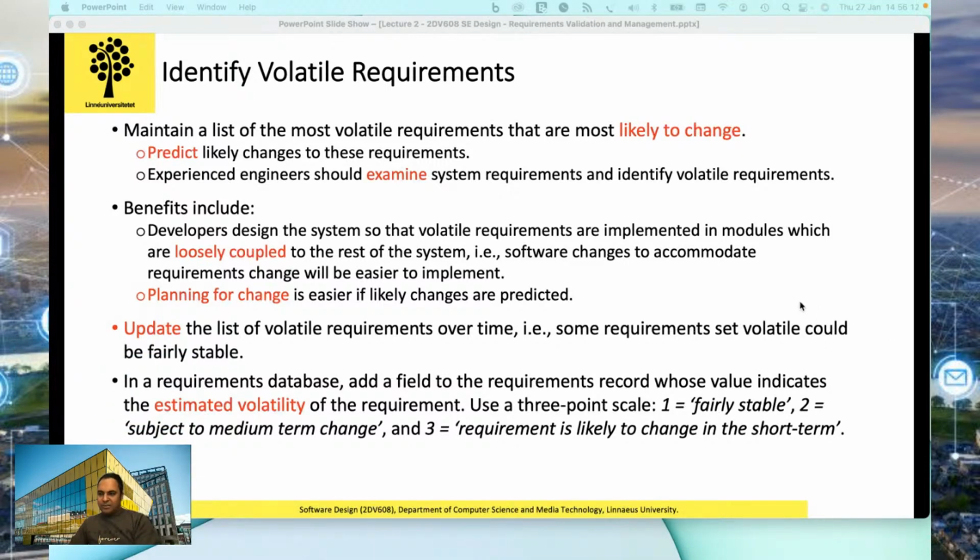But in general, yes, authentication is a global system requirement, because you do not want an unauthenticated user to go through every part of the system or access all your information. So that's about identifying volatile requirements.